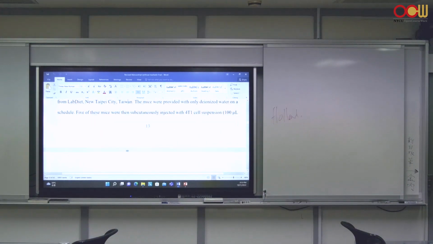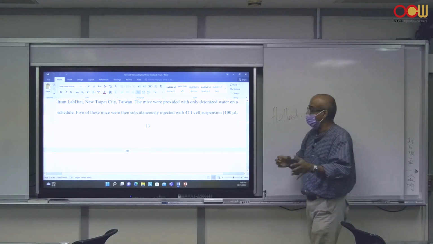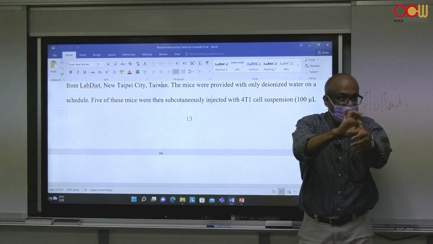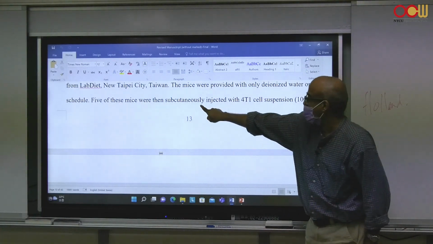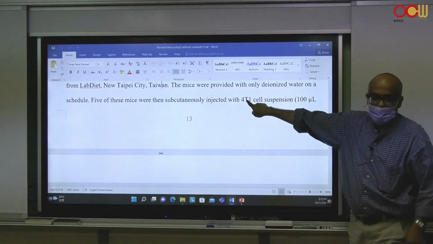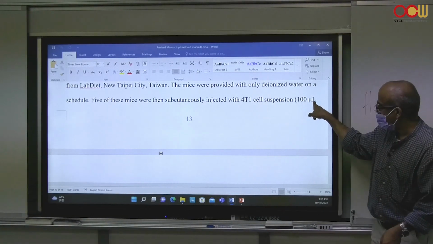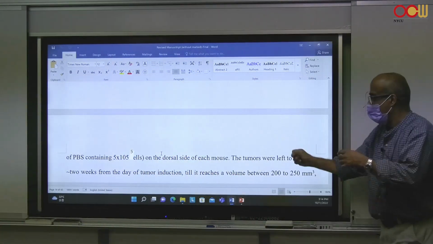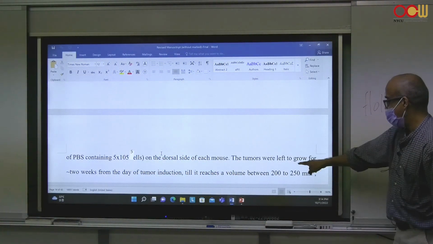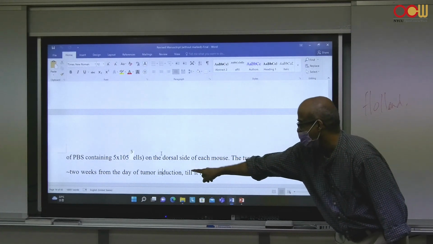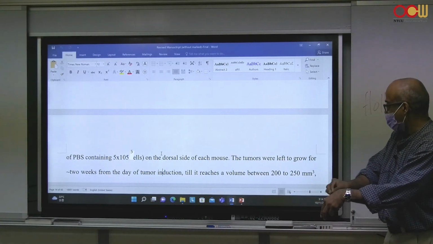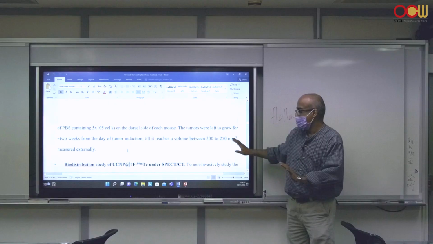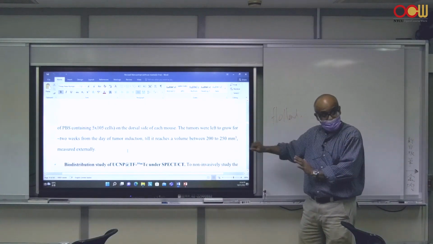And now we are putting the tumors in the mouse, if you are working with tumors. So subcutaneously means under the skin. Cutis means the skin. So injection under the skin. Subcutaneously injected with 4T1 cells. That is a breast cancer. How much? 100 microliter of PBS containing 5 times 10 to the power 5 cells on the dorsal side of each mouse, and were left to grow for 2 weeks. So in 2 weeks the tumor will form, and the volume will be between such to such millimeter cube. So this is that detail you have to write.